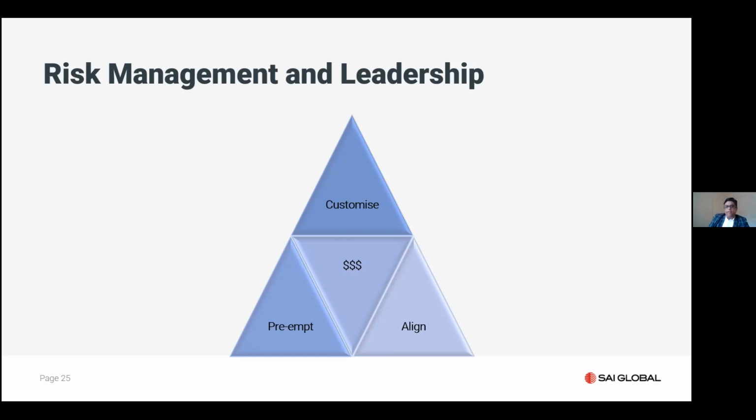Third, consider how risk will impact value, making sure that risks are prioritized in accordance with how they impact the organization's ability to create and deliver value. And last, they have to be proactive, not reactive. The basic idea is that risk management should be preemptive.